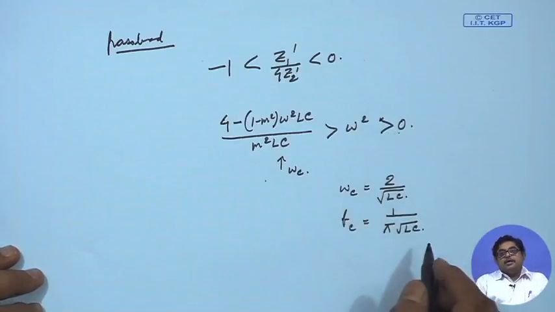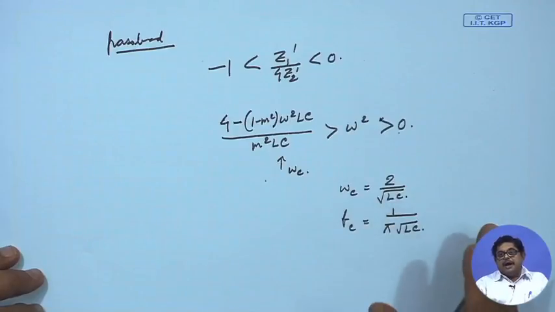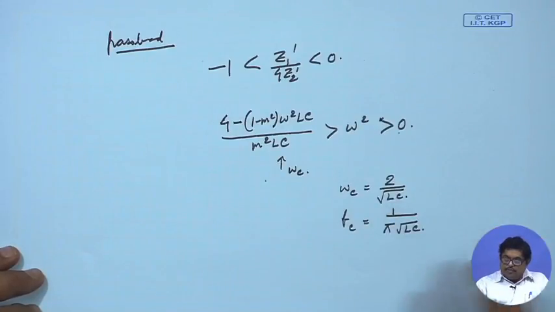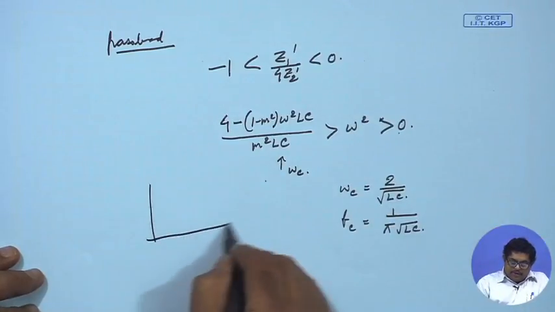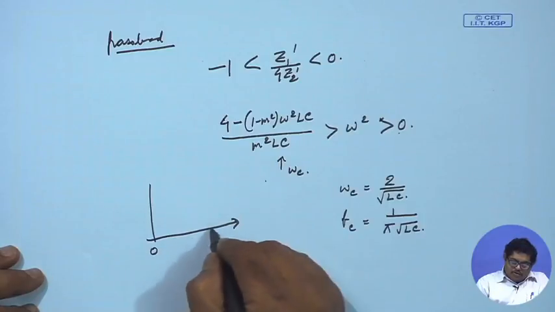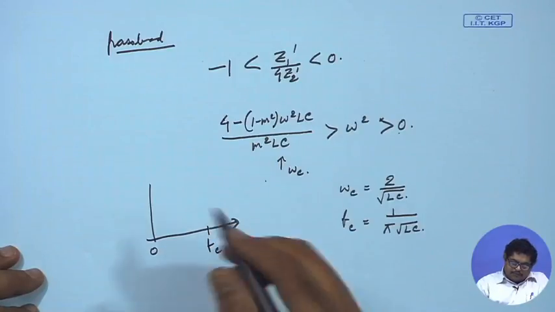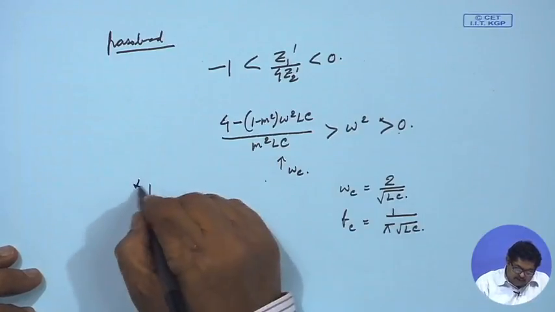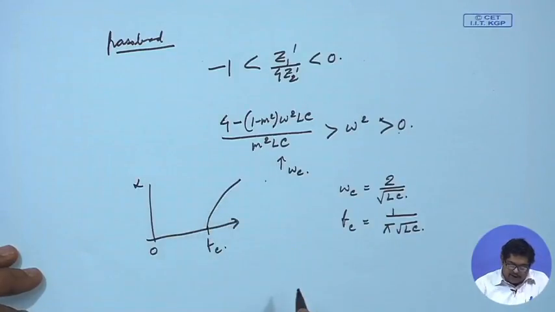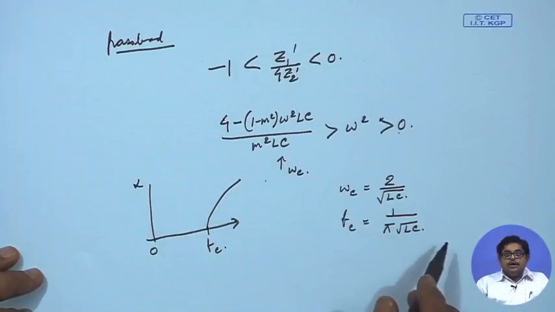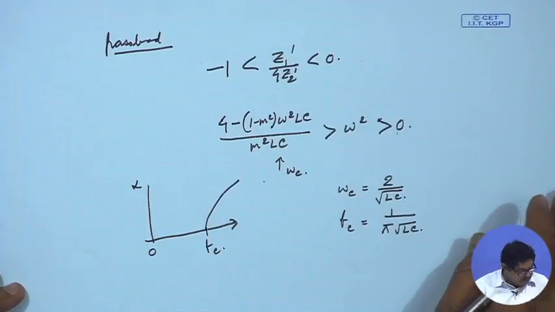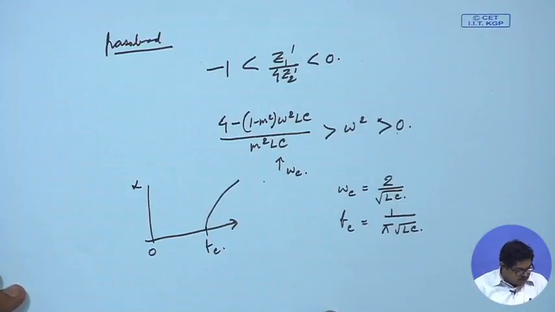So, the passband extends from 0 to f c, that means 0 to f c. So, alpha will be something like this. There is no change in the low pass filter structure.